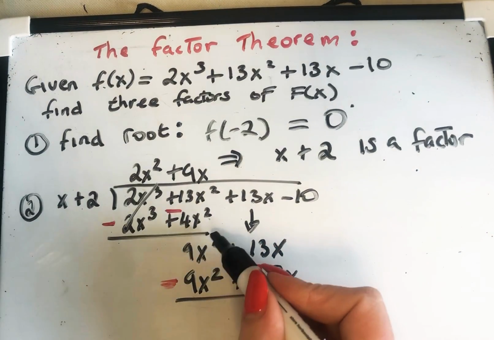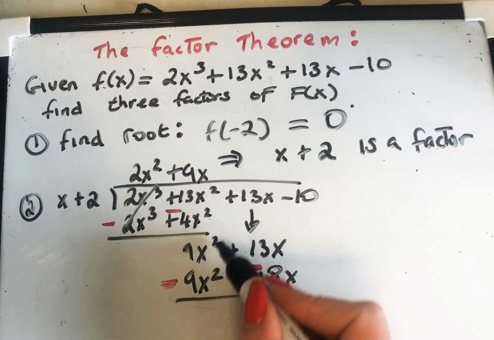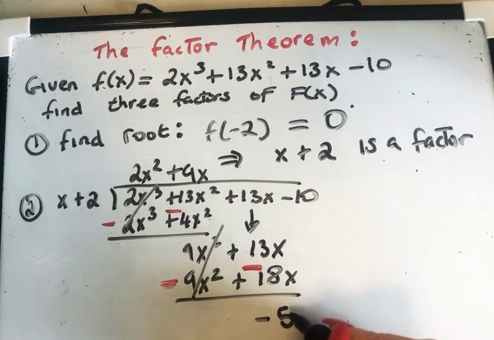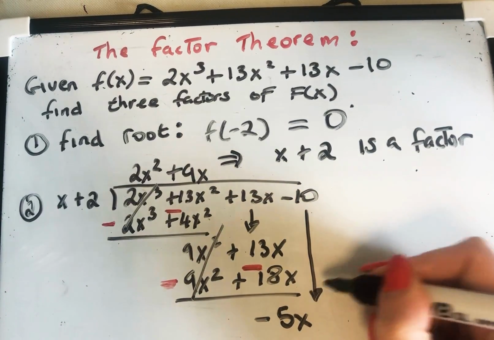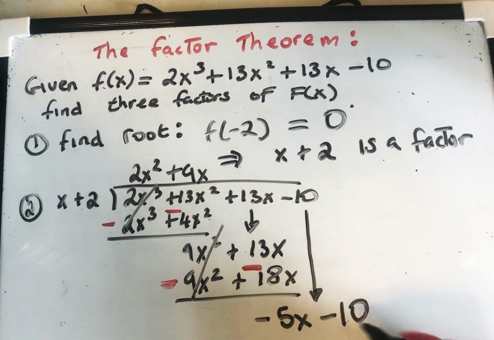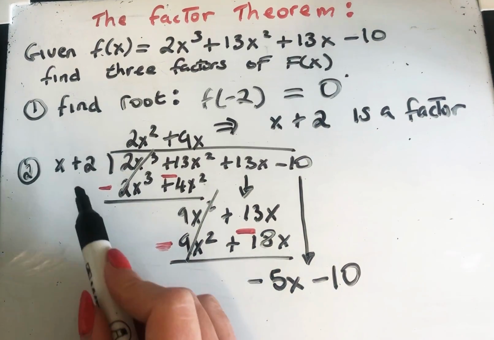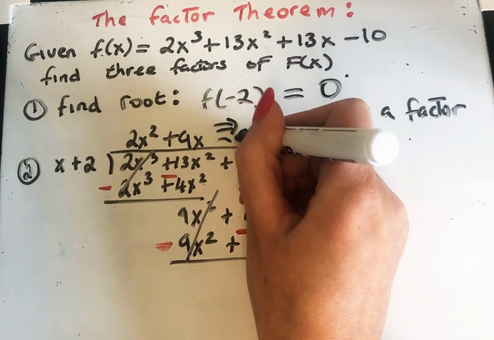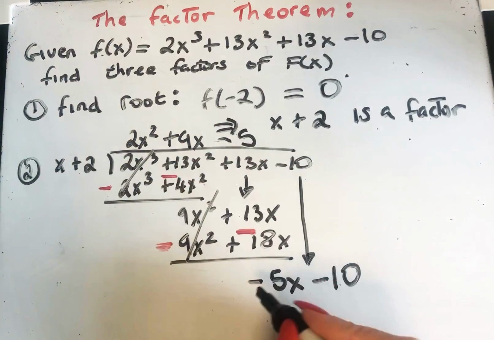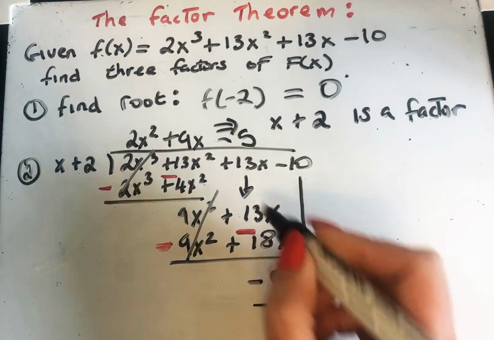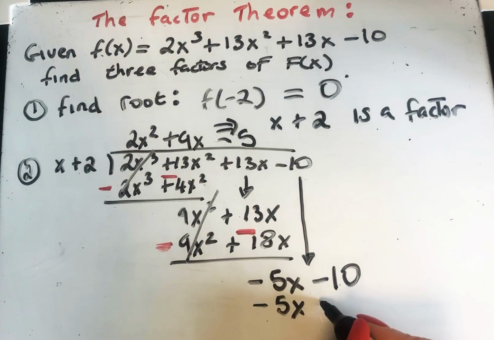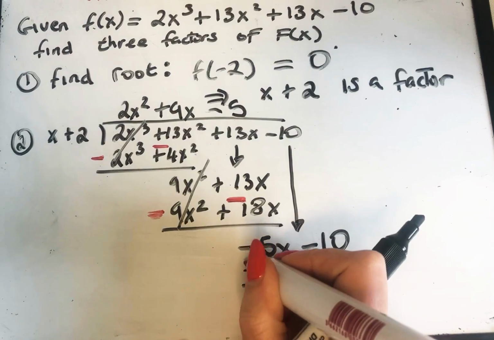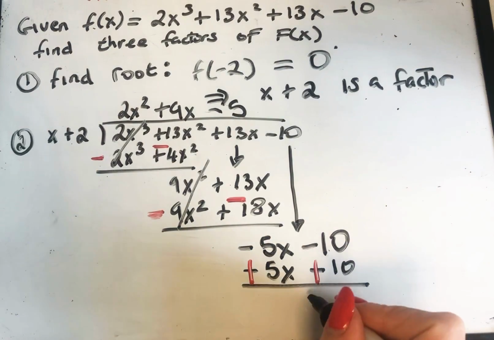We can see that the 9x squared cancels with the minus 9x squared. We're left with minus 5x, and we bring down with us minus 10. Start again. x divides into minus 5x, minus 5 times. Minus 5 by x is minus 5x, and minus 5 by 2 is -10. Change our signs, and we're left with 0 at the bottom.